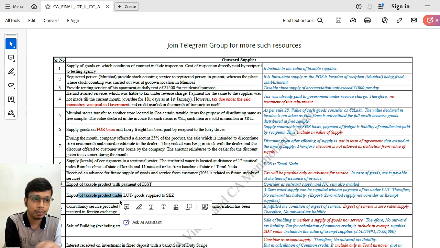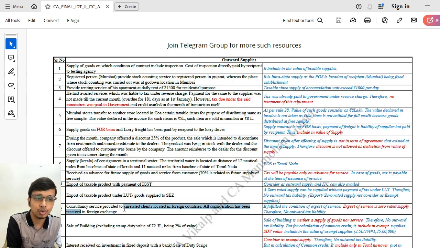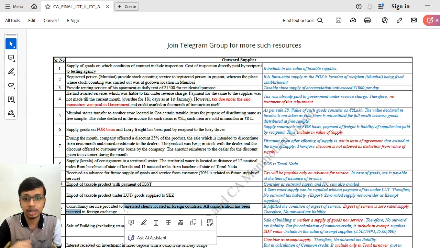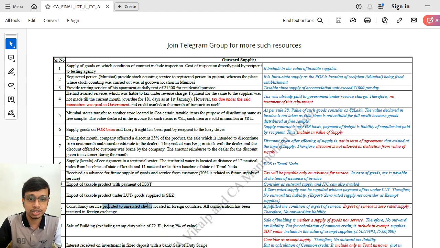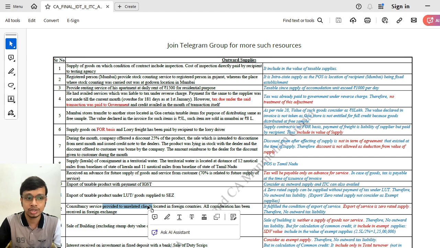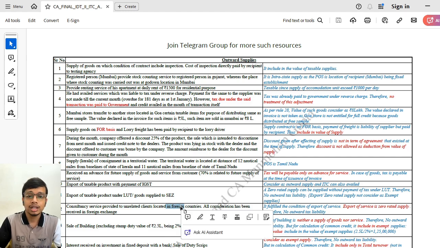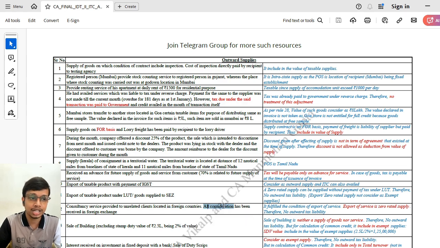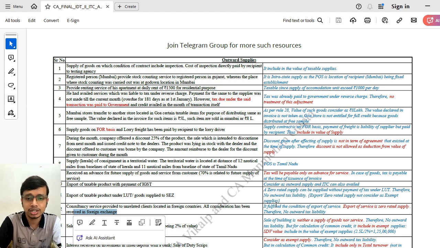12th, consultancy services provided to an unrelated client located in a foreign country and all the consideration has been received in foreign exchange. If you study place of supply, it is considered as an export of services because all the conditions of export of services have been fulfilled: the recipient is outside India, the supplier is from India, and all the consideration has been received in foreign exchange. So it is considered as an export of service, which is also considered as zero rated supply, so there is no outward tax liability.